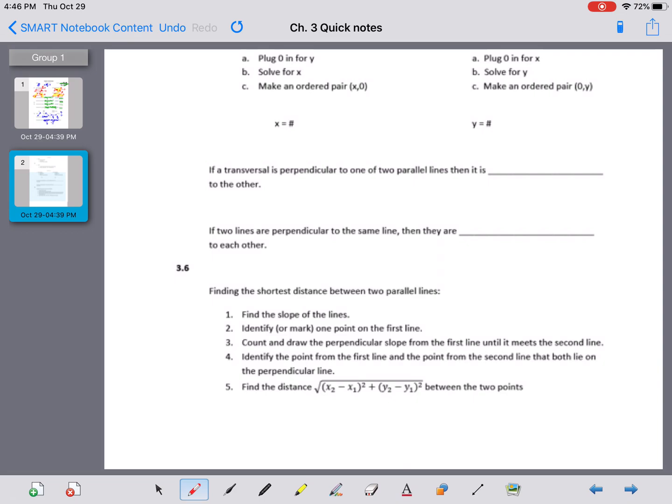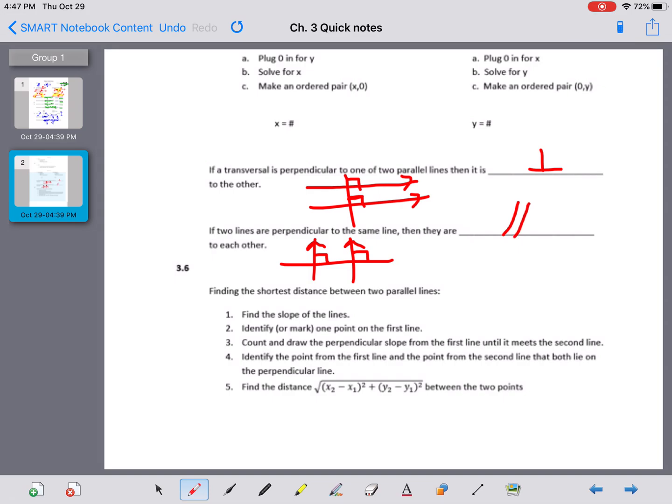If a transversal is perpendicular to one of two parallel lines, so here's my two parallel lines, transversal cuts through, if it's perpendicular to one, then it's also going to be perpendicular to the other. And on the flip, if two lines are perpendicular to the same line, they're both perpendicular, then that means that these two lines have to be parallel to each other.